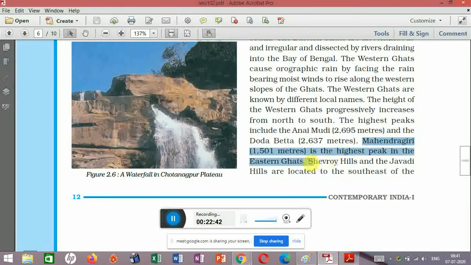Mahendragiri, altitude 1,501 meters, is the highest peak in the Eastern Ghats.